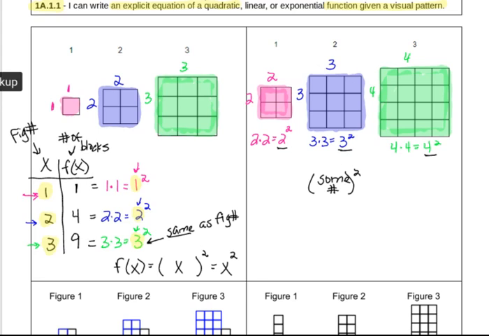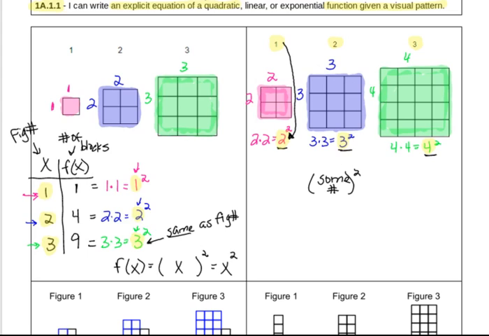So to do that, we go back to the figure number. In figure 1, we did 2 squared. In figure 2, we did 3 squared. And in figure 3, we did 4 squared. Well, that's not the same as the last one, because in the last one, the figure number was the same number that we were squaring. In this case, that is not true, and we need to figure out how these are related then.